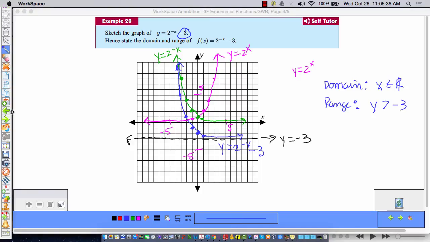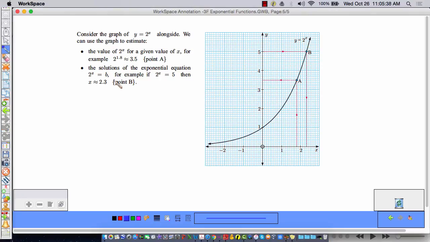One more slide, I think, to show you. We can use the graphs to estimate values. Consider the graph of y equals 2 to the x. For a given value of x, for example, 2 to the 1.8 is approximately equal to 3.5. So here's 1.8, I go up, and I can see the value is about 3.5. So we can estimate solutions using a graph if we need to. Of course, if we have a graphing calculator, we can find intersections quite easily.